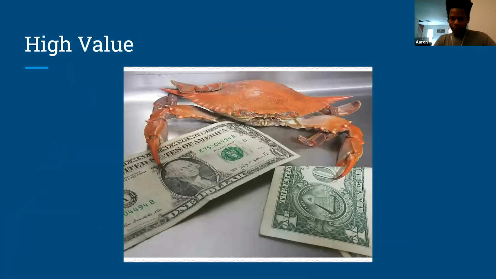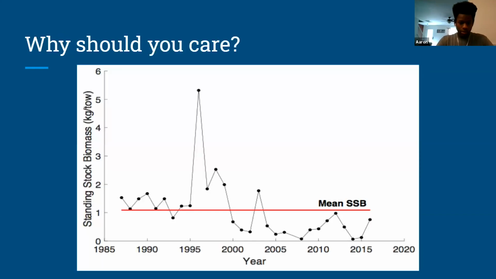So first off, I think it's important that we understand the importance of blue crabs, especially to North Carolina and the fishery industry here in general. Blue crabs are actually the most valuable fishery in North Carolina, and they bring in 8,000 jobs and gross $26 million annually in fishing revenue.